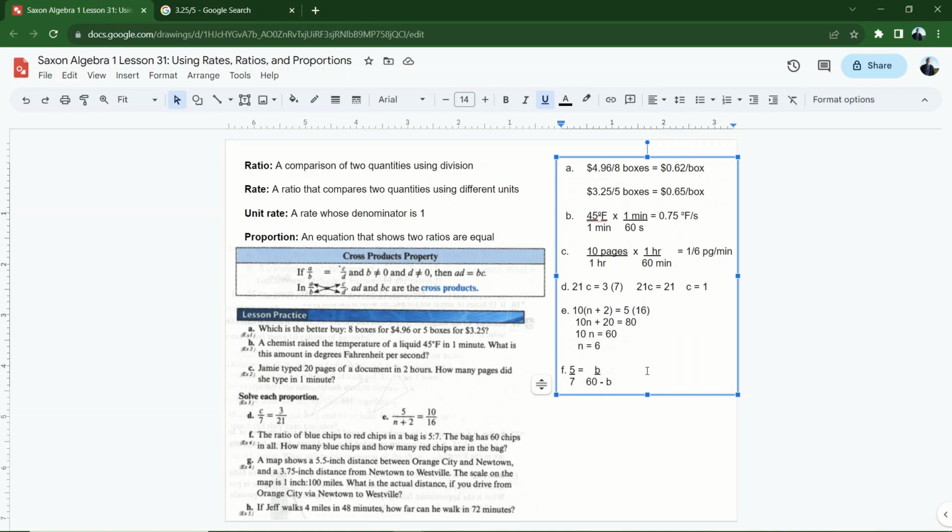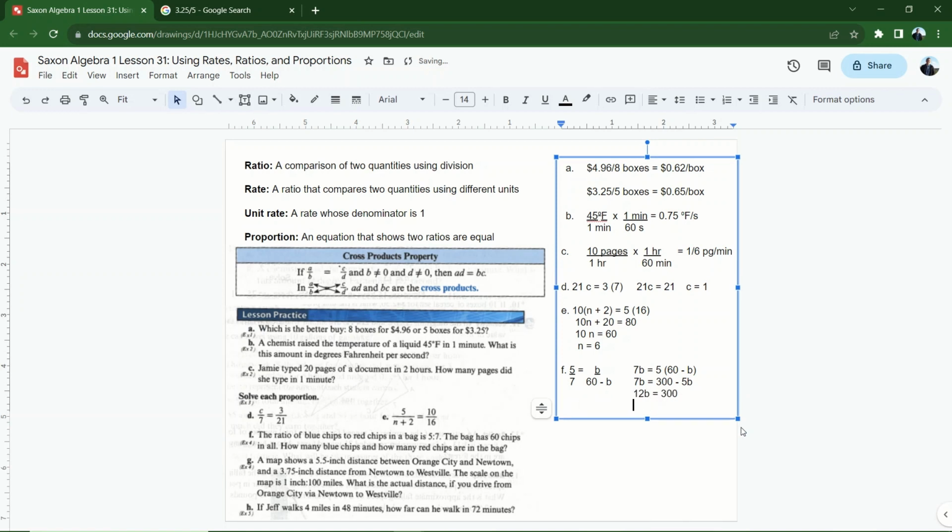All right, let's simplify this by cross-multiplying on both sides of my equal sign. This is going to be 7b equals 5 times 60 minus b. I'm going to simplify that. It's going to be 7b equals 5 times 60 is 300 minus 5b. I need to get b on a side by itself, so I'm going to add 5b to both sides. That gives me 12b equals 300.